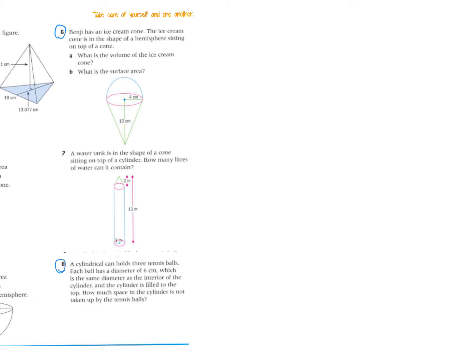Benji has an ice cream cone. The ice cream cone is in the shape of a hemisphere sitting on top of the cone. What is the volume of the ice cream cone? What is the surface area?